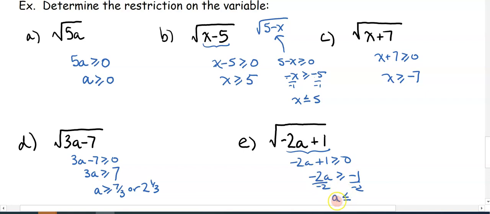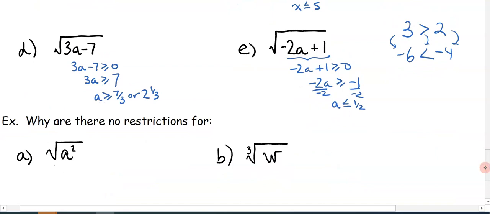The opposite is true. Why is that true? Because I know that 3 is greater than 2. But if I multiply both sides by negative 2, the opposite is true. Negative 6 is no longer greater than negative 4. It's now smaller than. So whenever you multiply or divide by a negative, your inequality has to reverse.